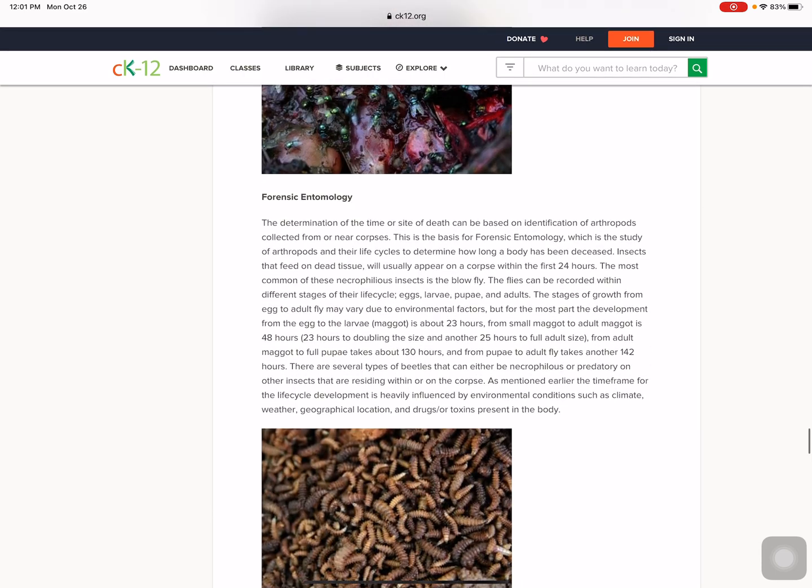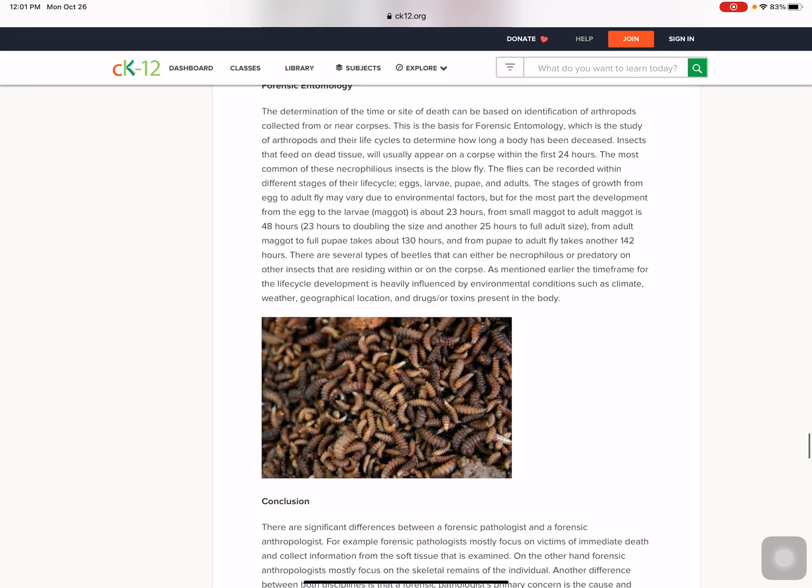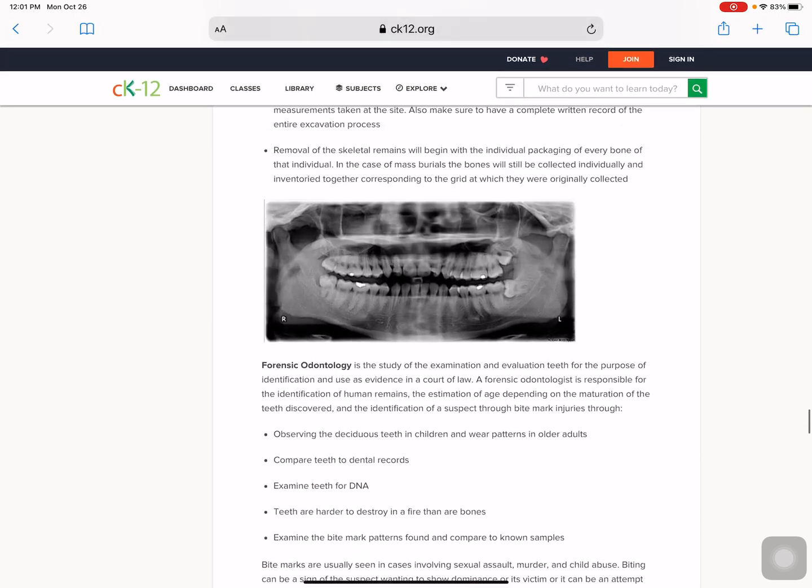In the second semester, we will go through entomology, and this is what a larval mass looks like, and this is where the decomposition can get sped up really quickly. So we will come back to that in the second semester.